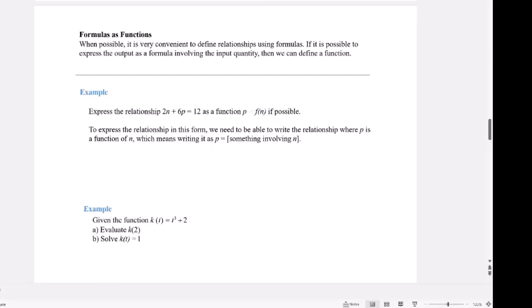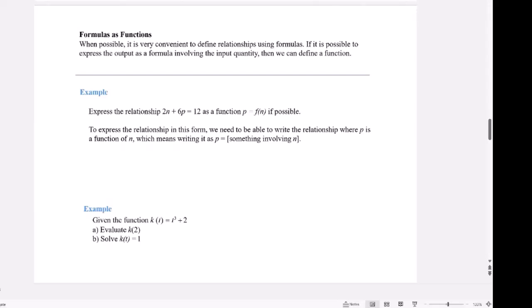So we can also have formulas as functions. When possible, like I just actually made that formula up, when possible, it is very convenient to define relationships using formulas. If it is possible to express the output as a formula involving the input quantity, then we can define a function.